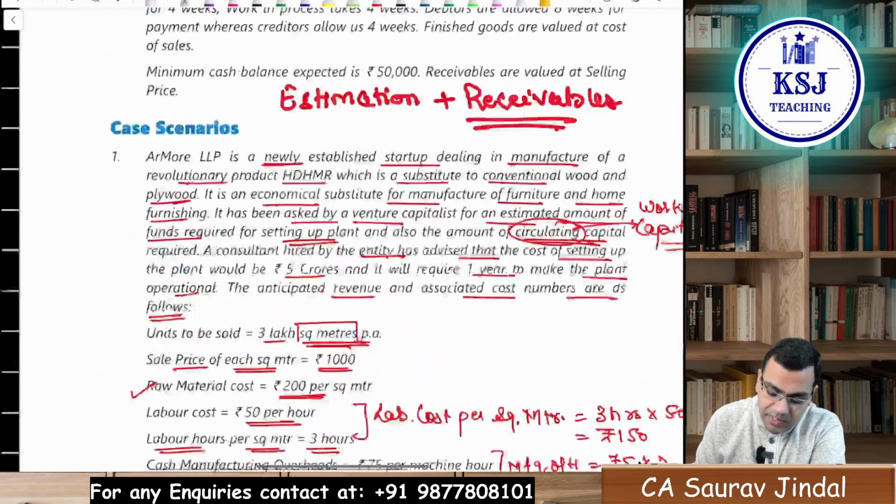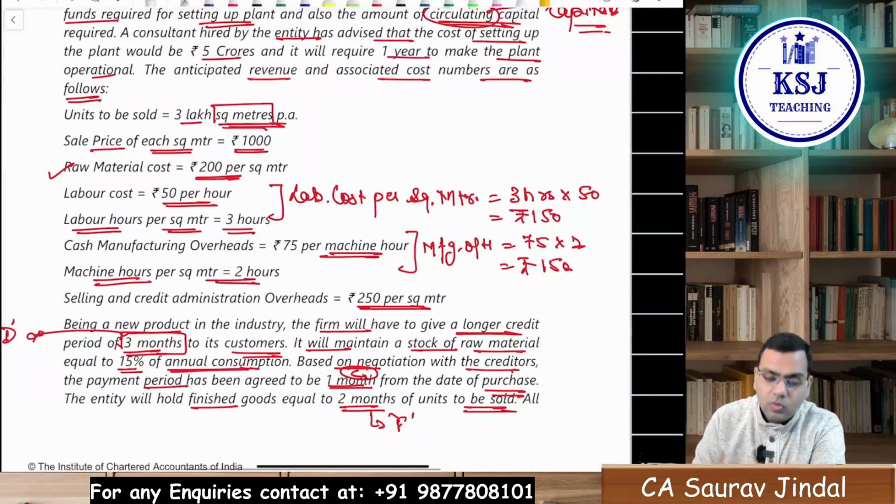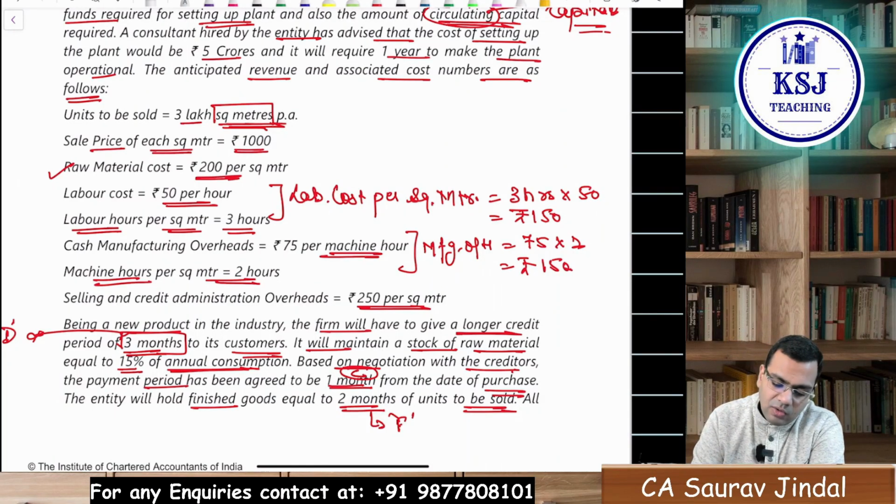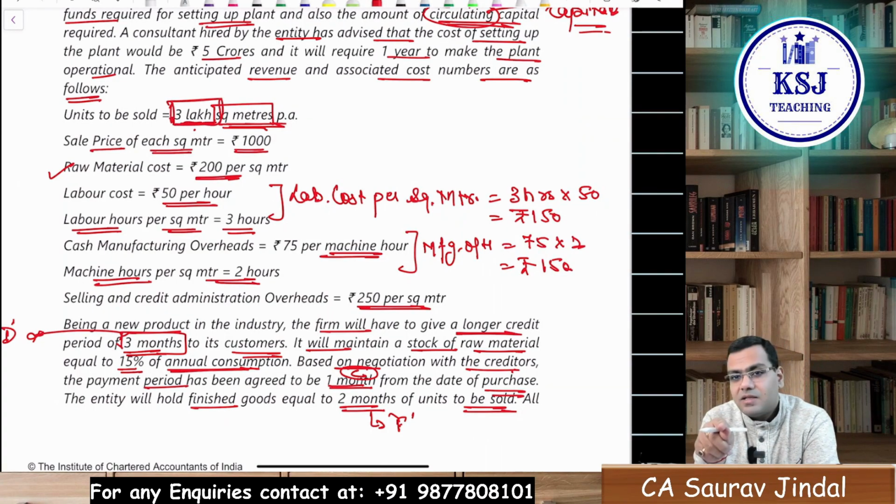Now you will multiply this 200 with how many square meters to get the total raw material cost? Think about it. Think in your mind that how many square meters will you take on which the raw material cost has been incurred. Now, if your mind has given the answer 3 lakh, that is not correct. Why, sir?